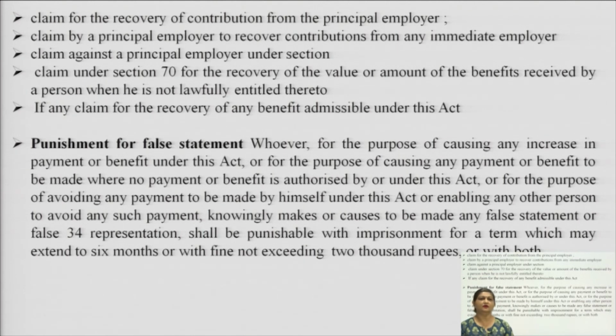Now comes the punishment for false statement. Whoever for the purpose of causing any increase in payment or benefit under this act, or for the purpose of causing any payment or benefit to be made where no payment or benefit is authorized by or under this act, or for the purpose of avoiding any payment to be made by himself under this act, or enabling any other person to avoid any such payment, knowingly makes or causes to be made any false statement or false representation, shall be punishable with imprisonment for a term which may extend to 6 months or with fine not exceeding 2000 rupees, or with both.